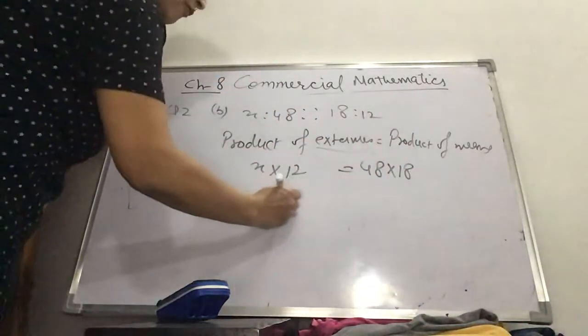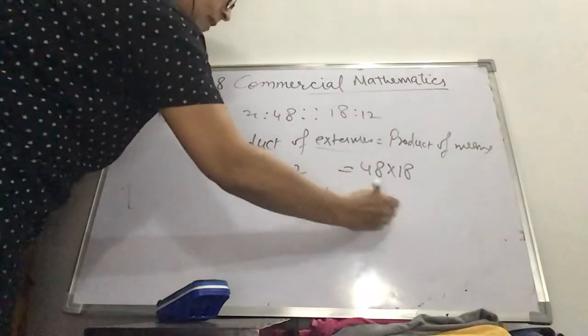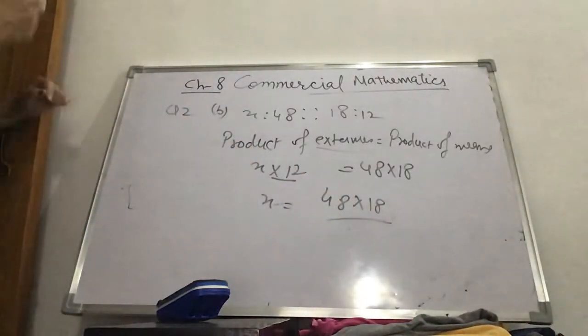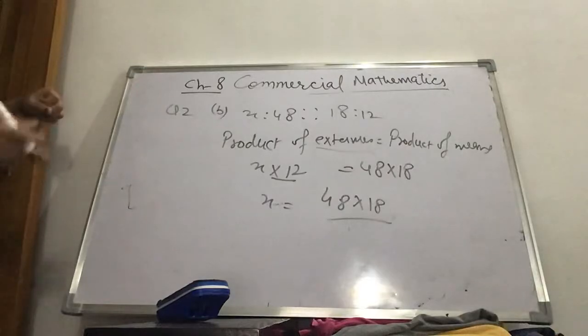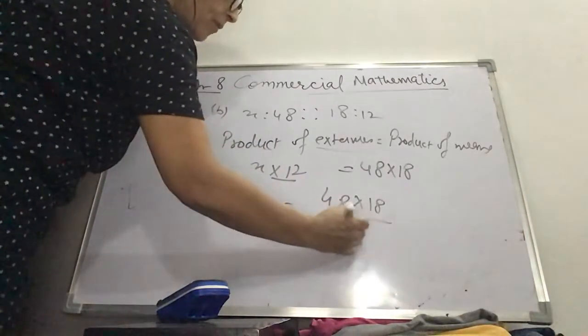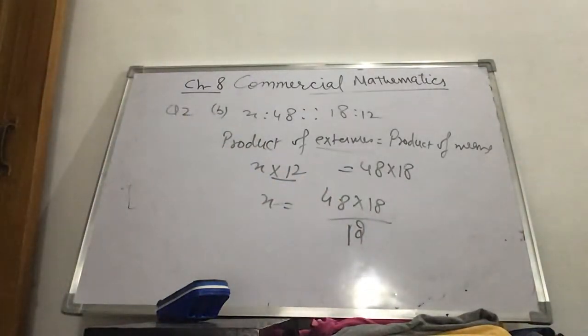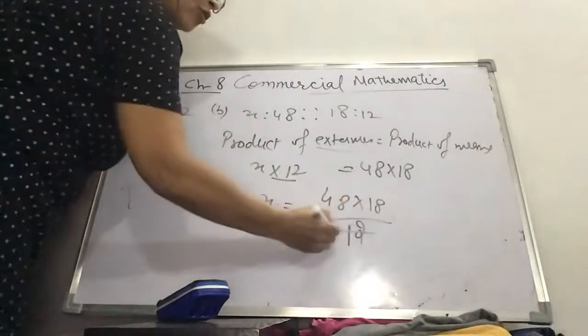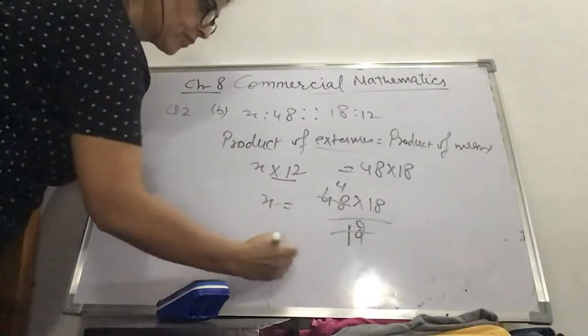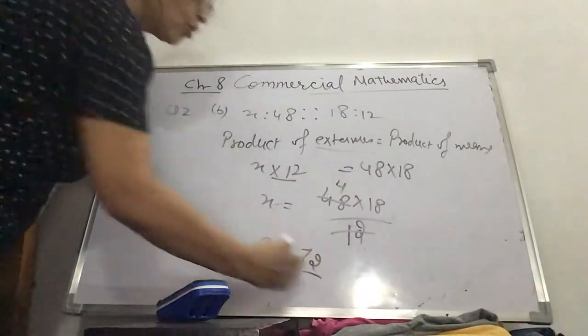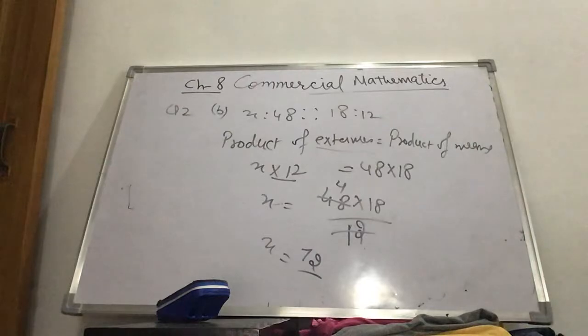So we can find the value of x. 48 multiply 18. Here 12 is multiplied. When it will change its side, it will be divided. That means it will be here in the denominator. We have done this transposition in the linear equations chapter just last week, in chapter number 7. 12 4s are 48. 18 4s are 72. So the value of x is 72. In that way we can find the value of x in two equal ratios.